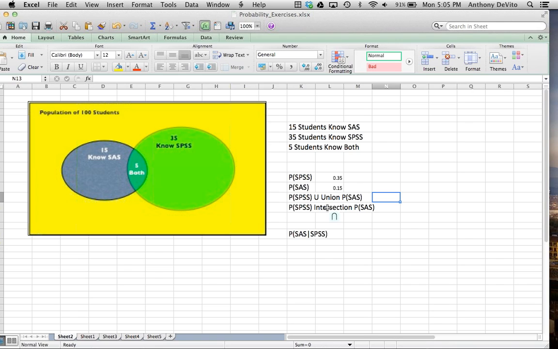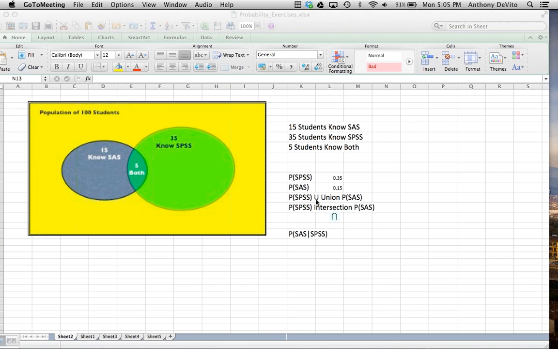Okay, so now I'm going to introduce a new kind of situation here. We have 2 words that we use sometimes when we describe how these different groups interact. One of the words is union, and the other word is intersection. When we have a union, we're talking about combining the 2 groups of students. In other words, what students know either SPSS or SAS, where either condition satisfies what we're looking for.